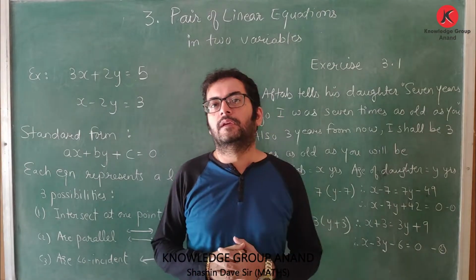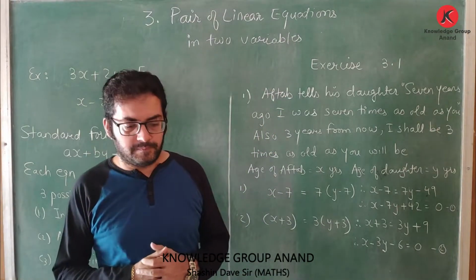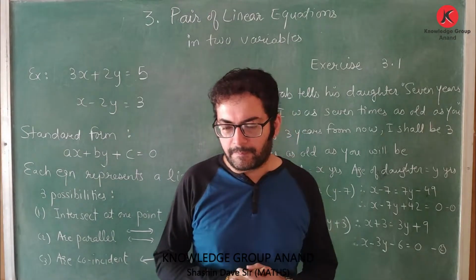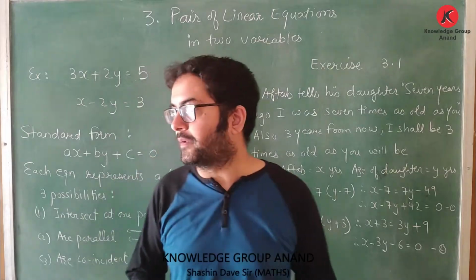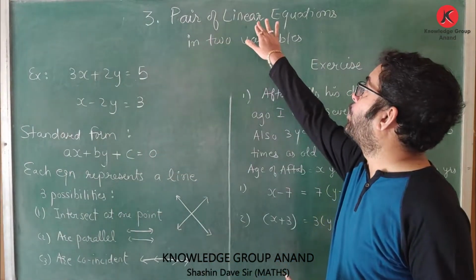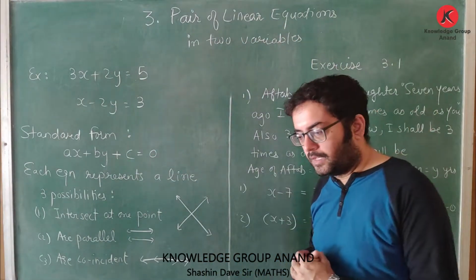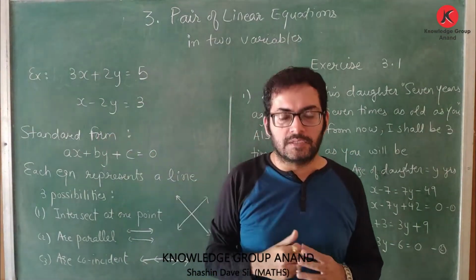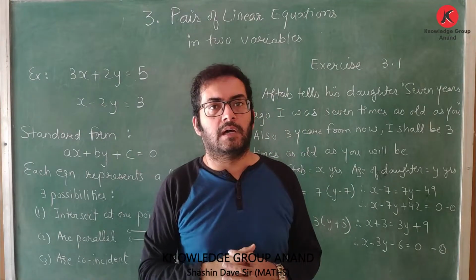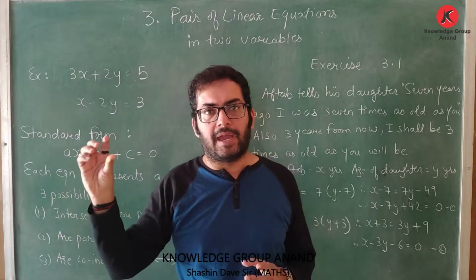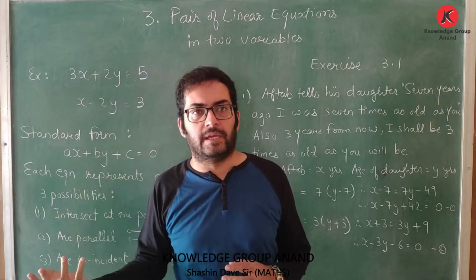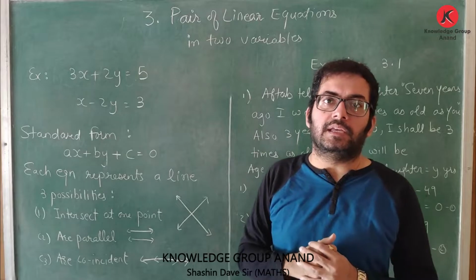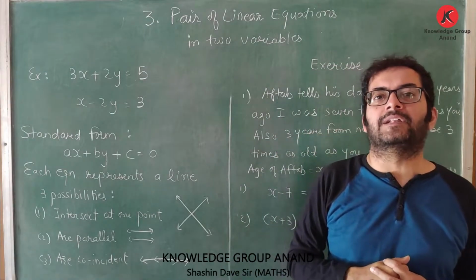Hello friends, today we are going to start a new chapter, chapter number 3, linear equations in two variables. Now as our chapter says, pair of linear equations. Pair means in this particular chapter you will always have a pair of equations. You need to solve those pairs and get the values of two variables, that is x and y. So generally in this particular chapter we are going to take x and y as variables.